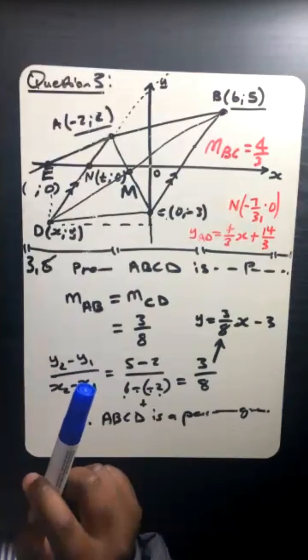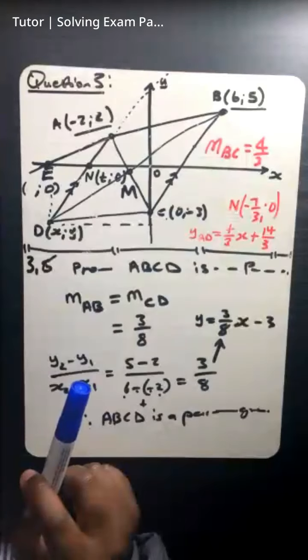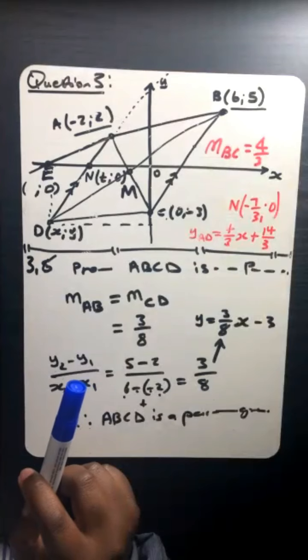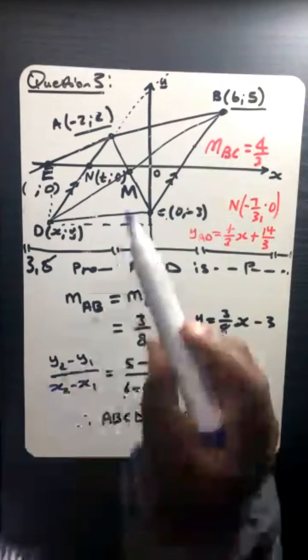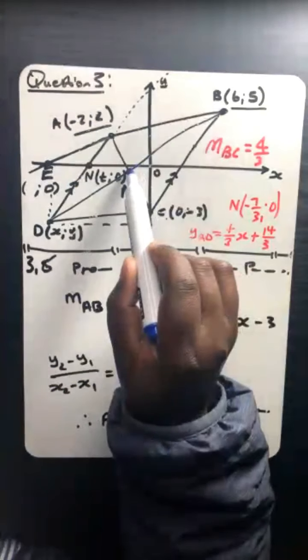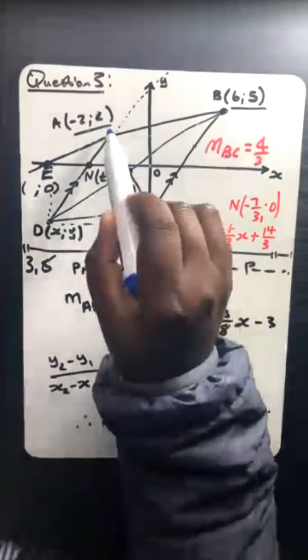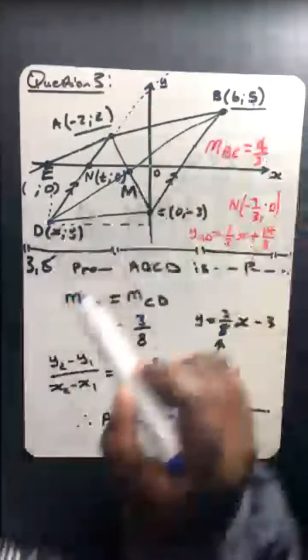Good, people, that is not the only way. So again, a shape is a parallelogram if the midpoint is the same for that line and that line.